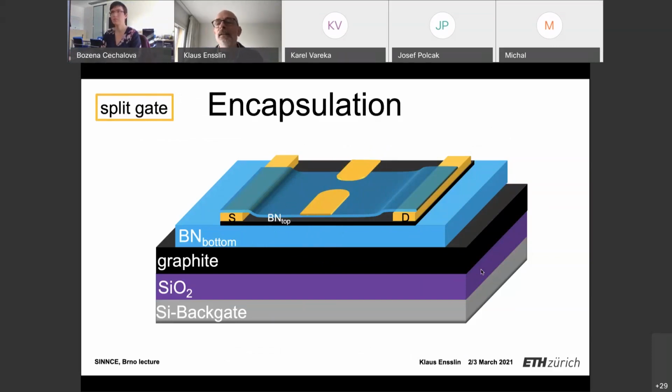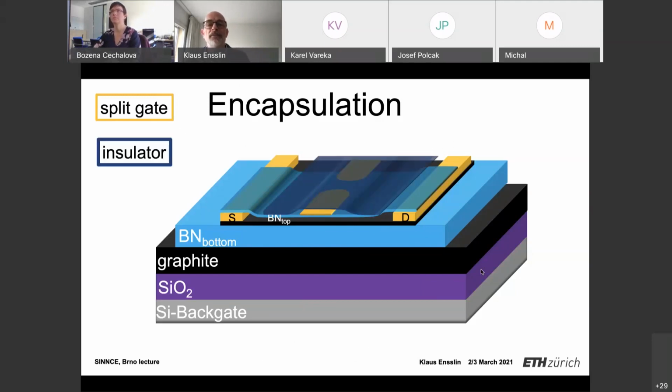That's another thing that can be done in gallium arsenide, and we will have a look into that. So then you can cover it with another insulator, which is in our case ALD grown aluminum oxide. That's not a good insulator, but it doesn't matter because it's removed from the graphene. And then you have yet another gate to control the chemical potential right in this little channel in the center.